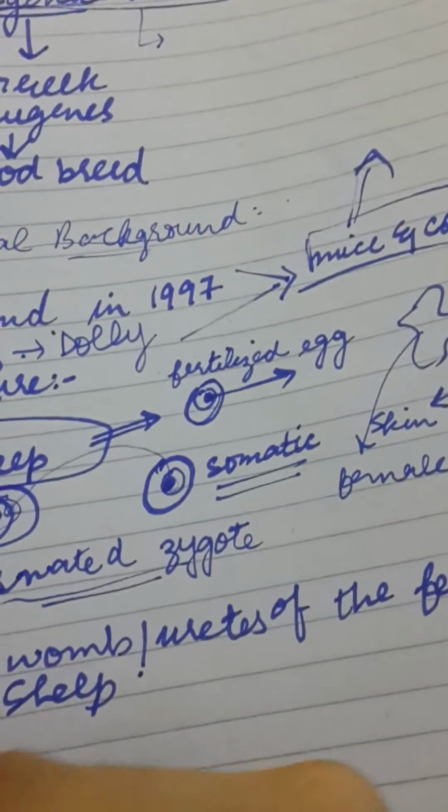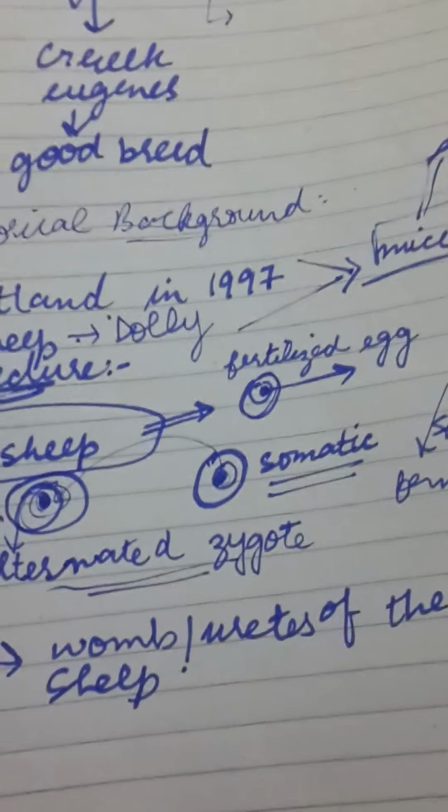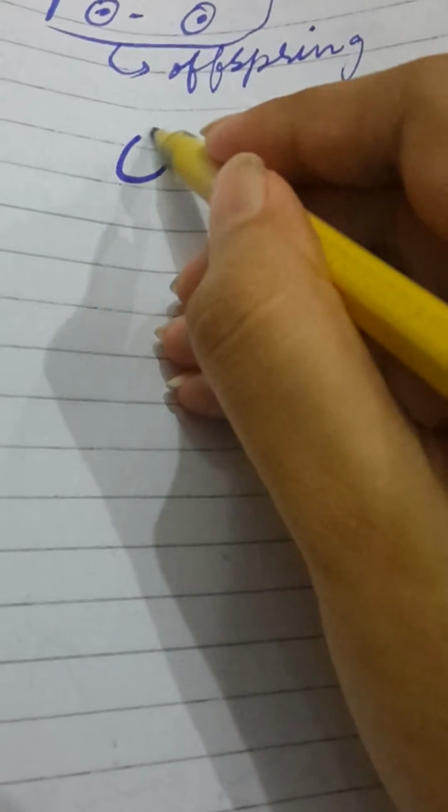Then there's one more sort of cloning. Let's discuss that as well. The cloning which we discussed earlier doesn't take place naturally, but this one does take place naturally. In this sort of cloning, both offspring will be similar to each other, not to the parents, but they will be the exact duplicate of each other.